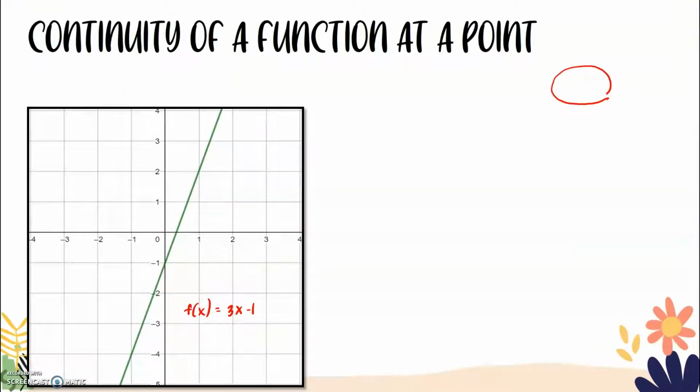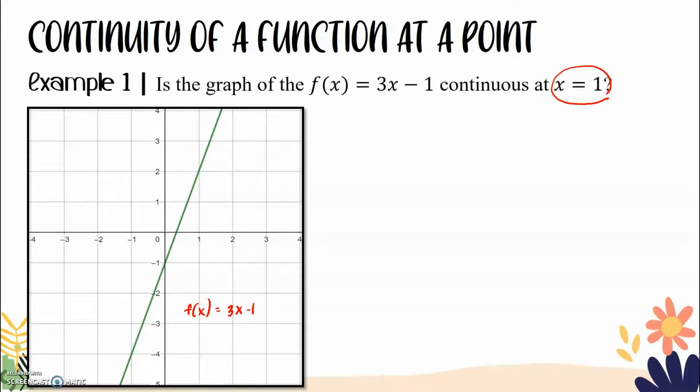Now let's have first continuity of a function at a point. So let's have example 1. Is the graph of f of x equals 3x minus 1 continuous at x equals 1? Since we are given the graph of f of x equals 3x minus 1, it's easier for us to identify whether the function is continuous at x equals 1.